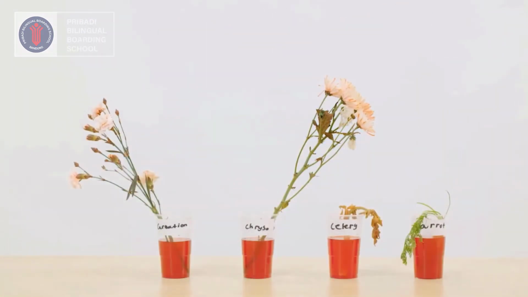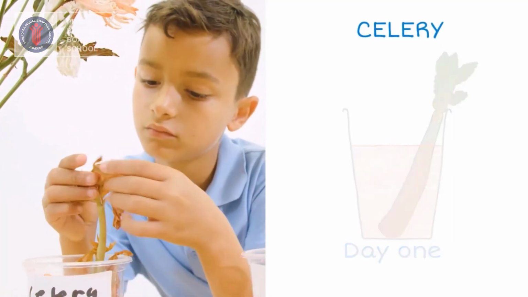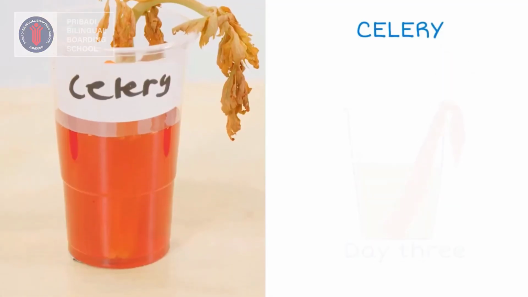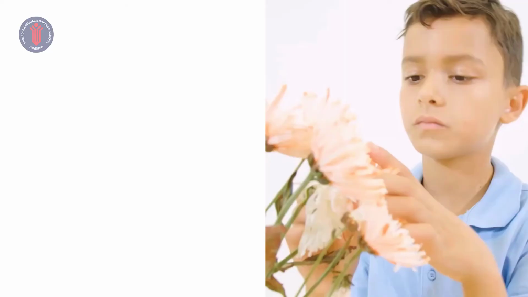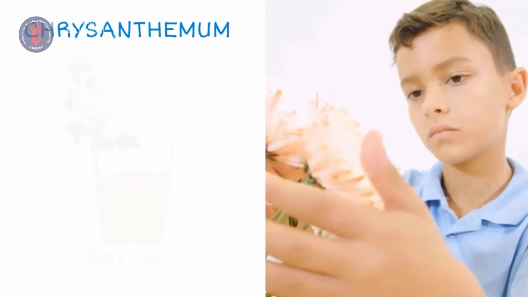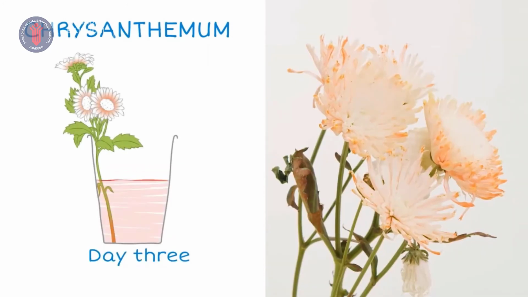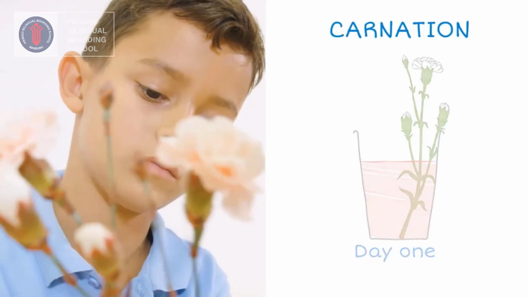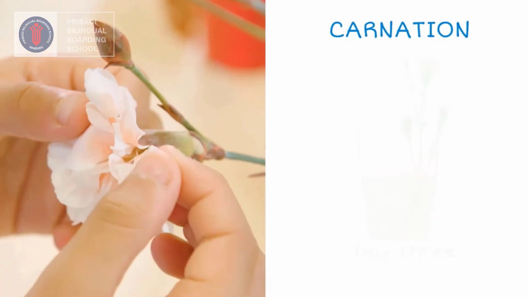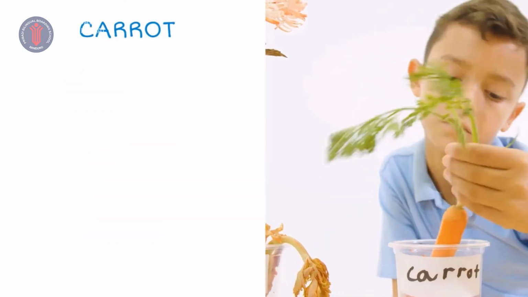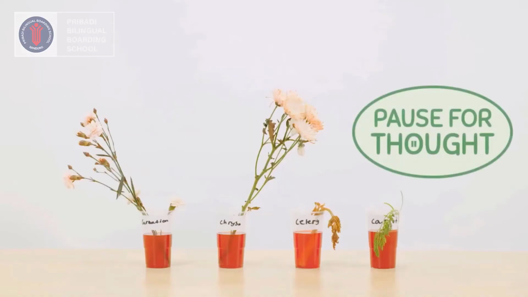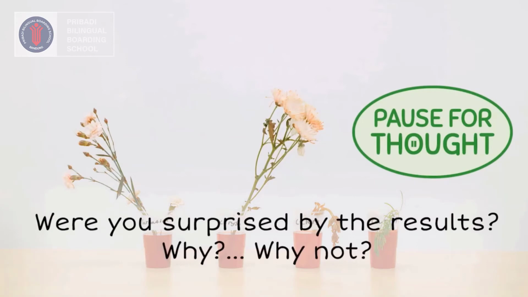Let's see the results. In the celery, we can see the dye has moved 6 centimeters up the stem and into the leaves. The chrysanthemum took longer, but we can see a little bit of red in the stem and more in the petals. In the carnation, we can see a little bit of red in the stem and more in the petals. In the carrot, the color is not there. Were you surprised by the results? Why? Why not?